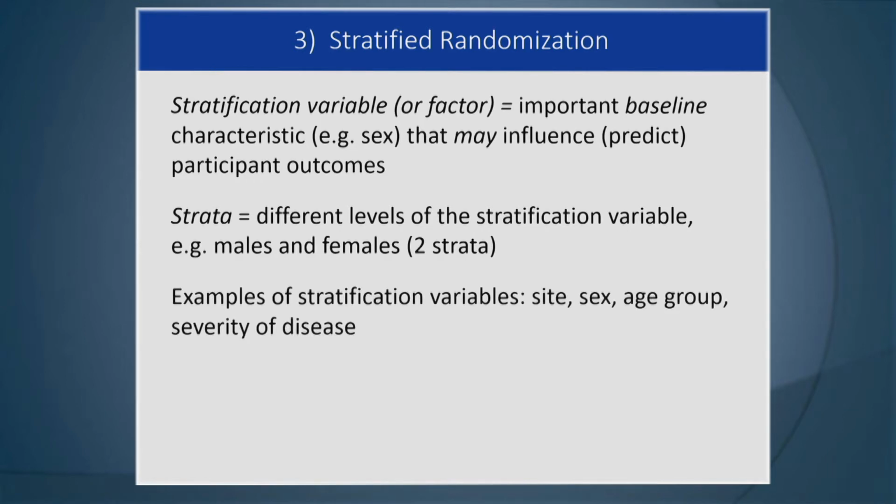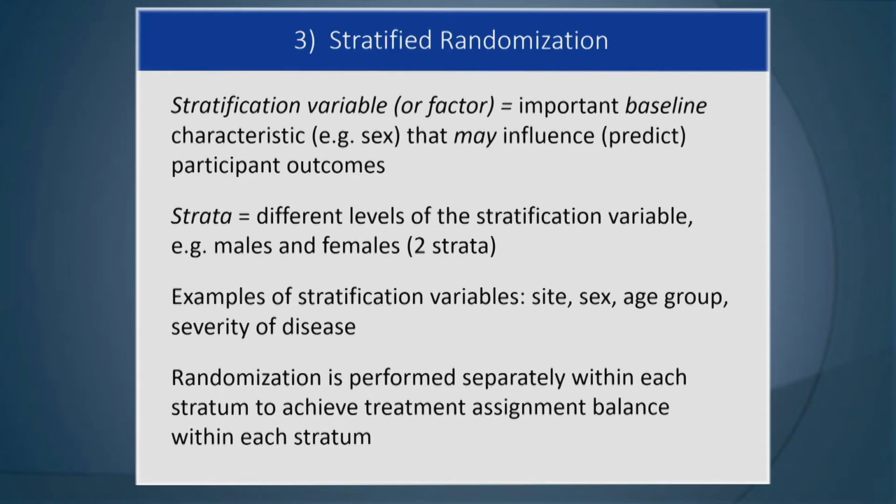So examples of stratification variables: you could have site in multi-site clinical trials. That would be a site, could be a stratification variable. Sex, age group, severity of disease. And in stratified randomization, it's actually very simple. The randomization is performed separately within each stratum to achieve treatment assignment balance within each stratum. So think about it as running the trial separately for the different strata.